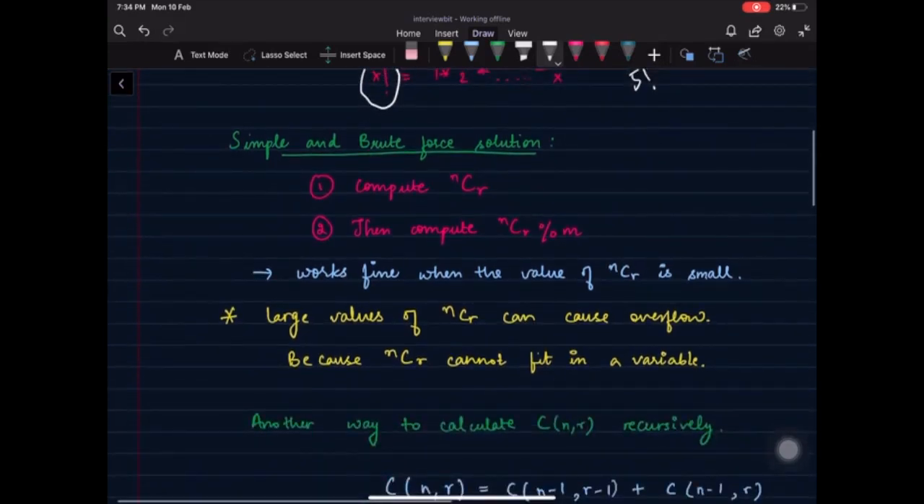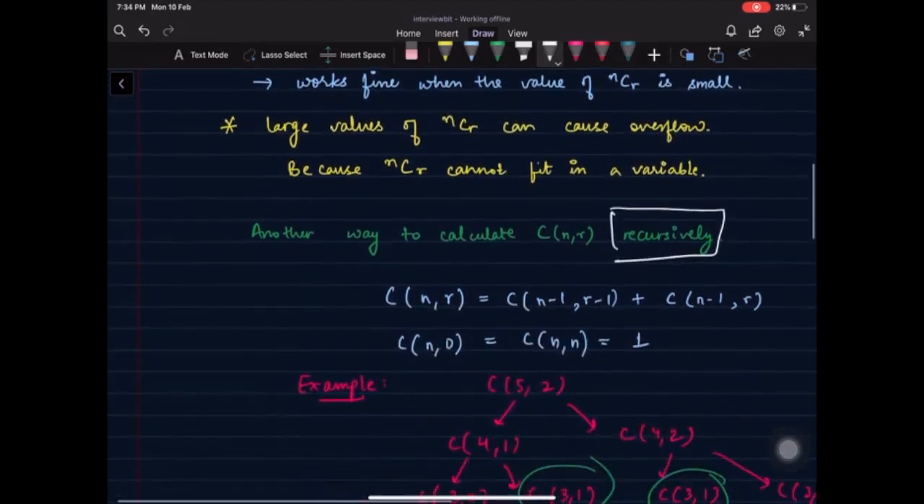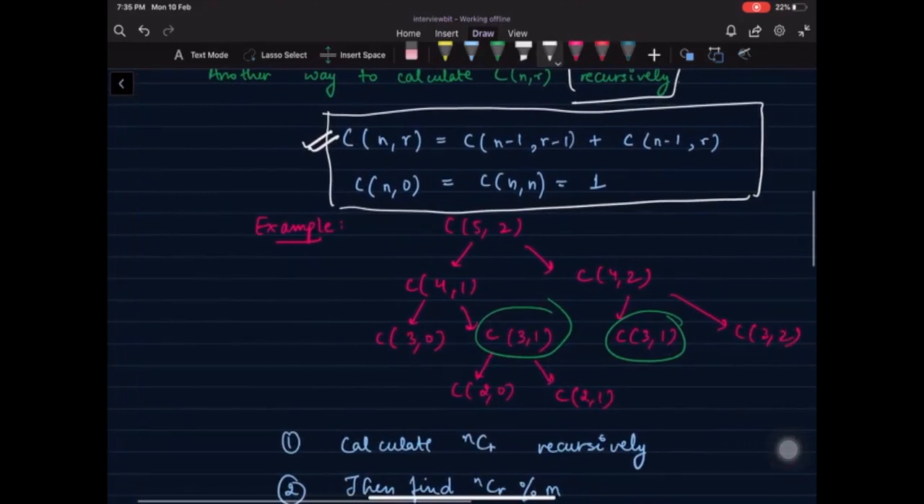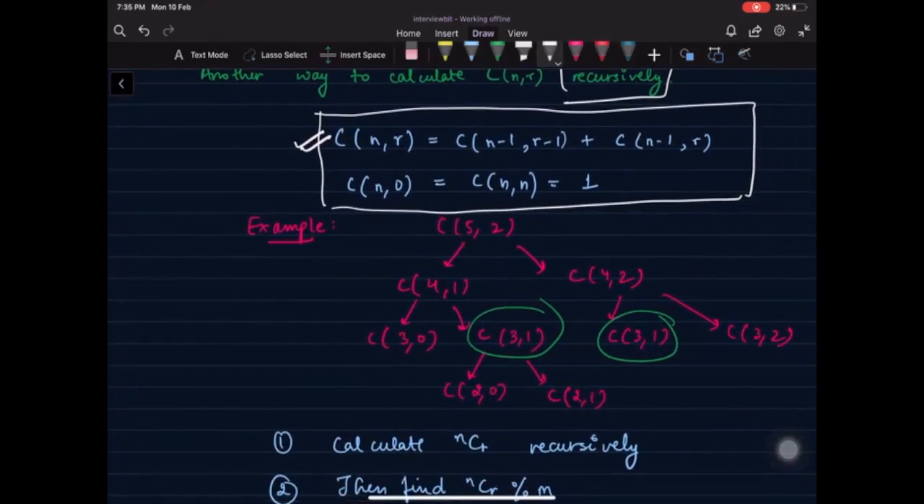Another way to calculate the value of nCr could be to solve this problem recursively. If you remember, you would have studied these formulas in the 12th class. If you want to calculate the value of nCr, you can simply follow this formula and recursively calculate the values. Let's try to draw the recursion tree to easily understand this. Let's say I want to calculate the value of 5C2, then I can simply draw this recursion tree and easily get my answer.